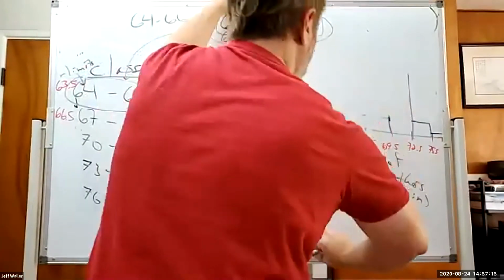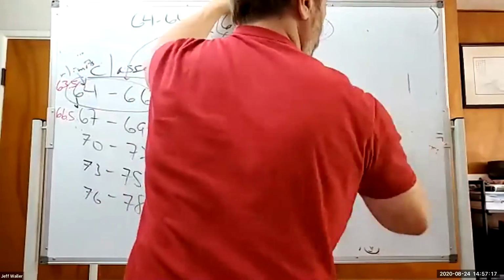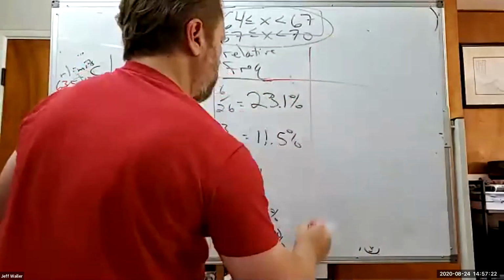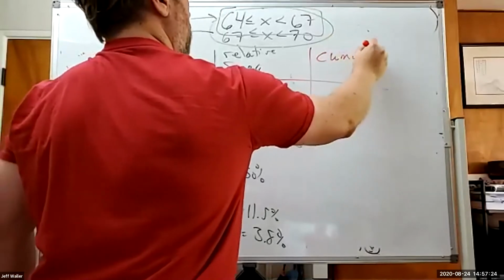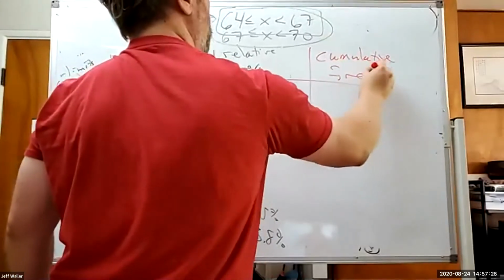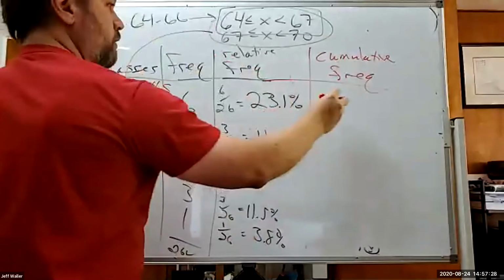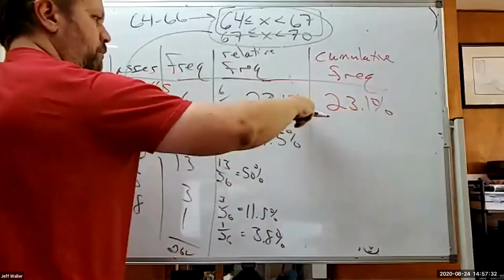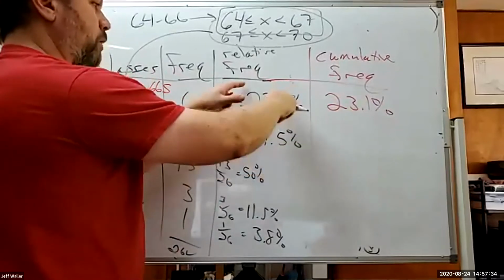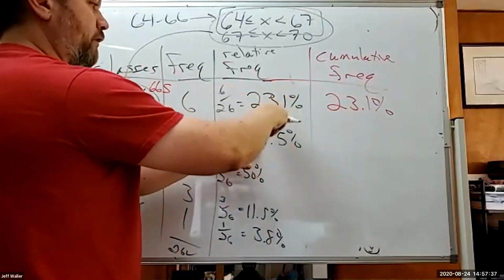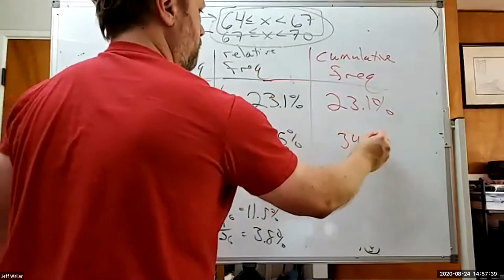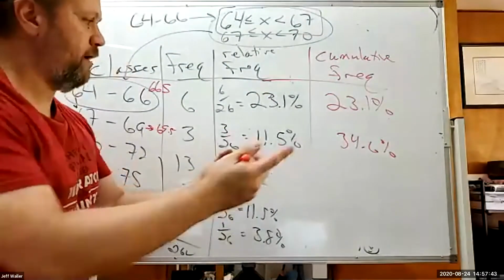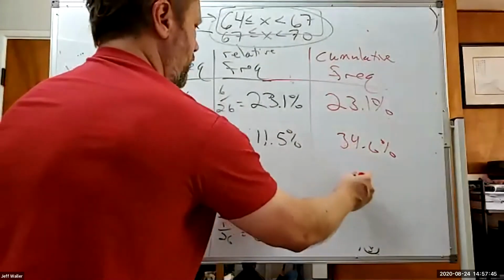I always forget about cumulative frequency because it's not really used that much, but you do have to do it in the homework. All cumulative frequency is, I better write that one out. Cumulative frequency. So far I've accumulated 23.1%. When I move down, now how much have I accumulated? 34.6%. You with me? So you just add going down? And now I add 50, so now I'm at 84.6%.